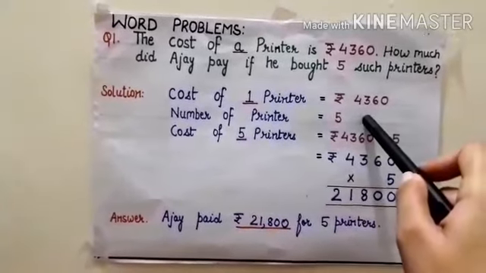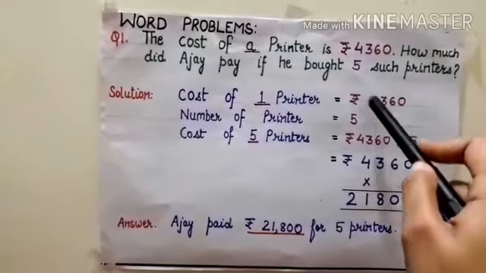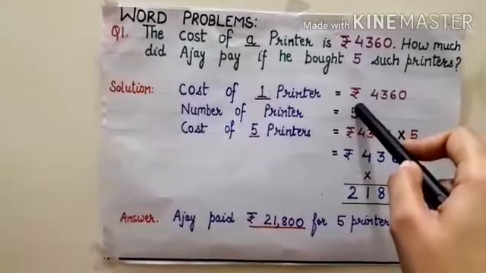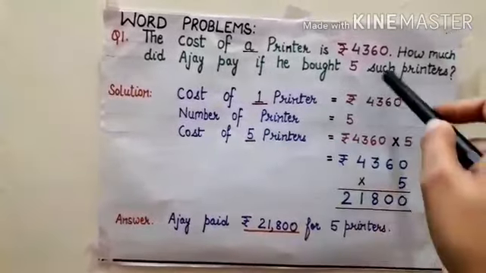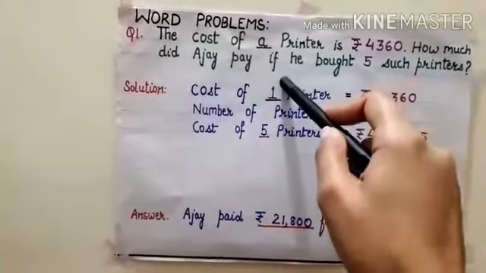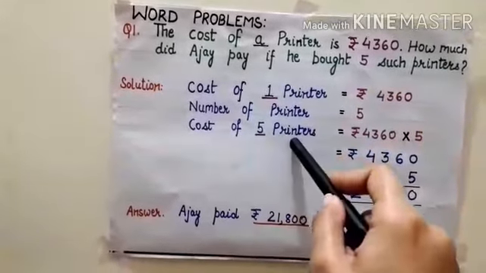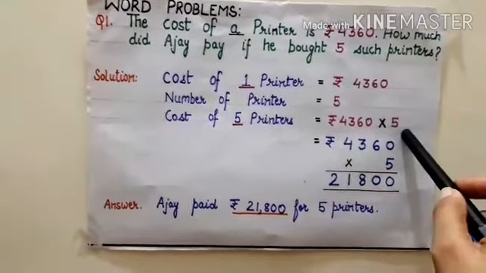Cost of one printer is rupees 4360. Now student, a very important point: this is the cost of a printer, so here you have to write the symbol of rupees. Now second statement, number of printers. How many printers were there in the question? 5. Now what do we have to find out? We have to find the cost of 5 printers, which equals rupees 4360 multiplied by 5.